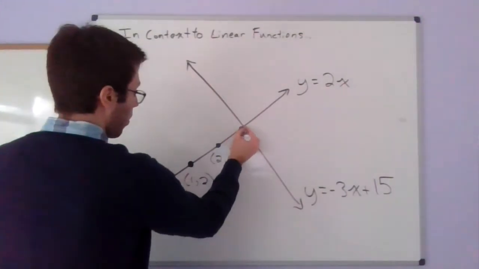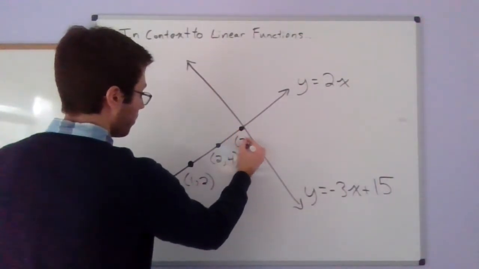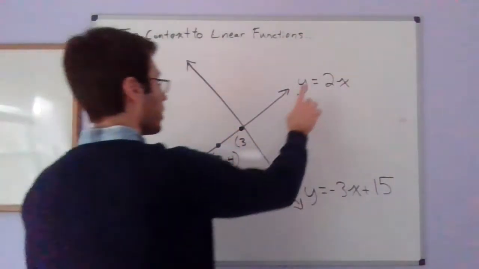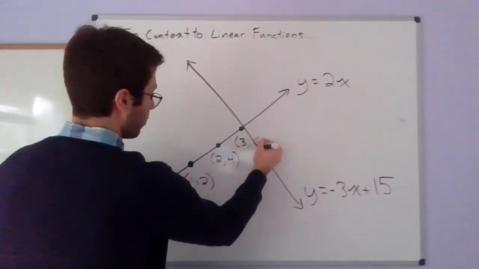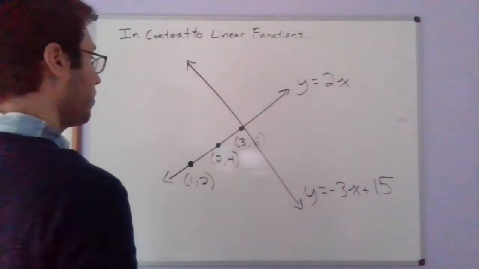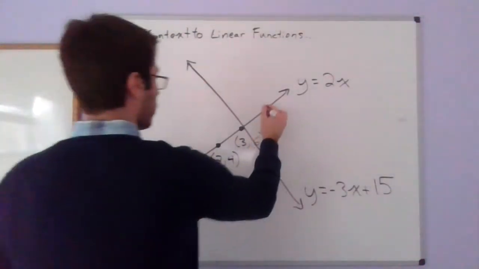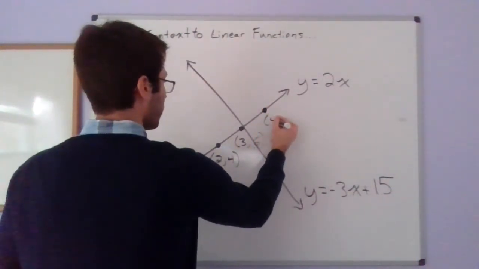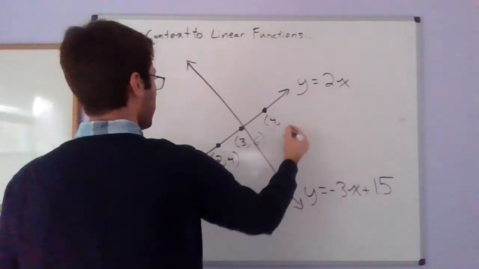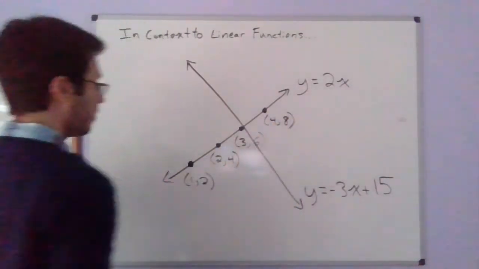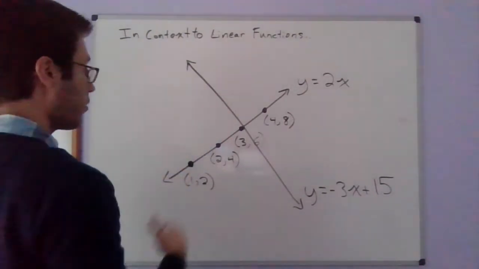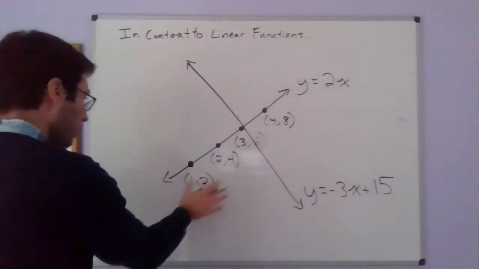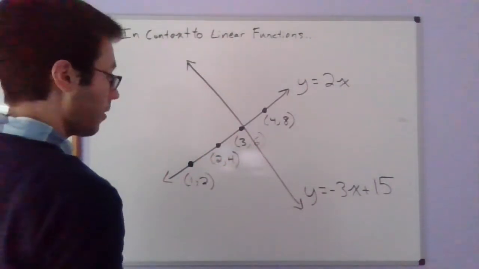At 3, the y-coordinate would equal 2 times 3, so that would be 6. So that point lies on that line. And then at 4, plug that in, it's going to give me 8. And we just keep doing that for that line. So those points are all on that line right there.